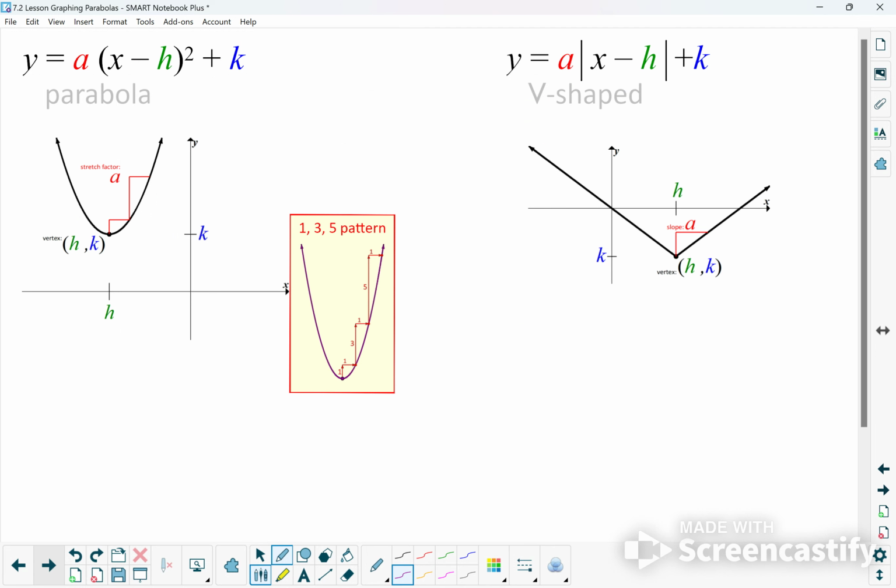Okay, so today we learned all about graphing parabolas. Last time we learned about graphing absolute value functions. They have a lot in common. We just find the shape of the graph a little bit differently, whether it's the curved parabola or the flat edges of the V.